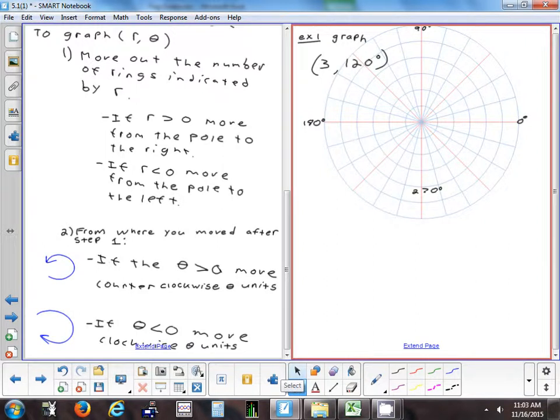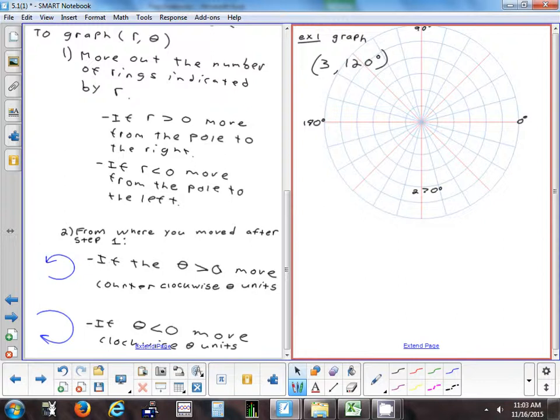All right, so we'll just try like 5 or 6 examples of graphing points. We'll try all the combinations, positives, negatives, everything. So the first one is 3, 120. Ben, start with the 3. What does that tell me to do? To move 3 to the right. Yeah, if r is positive, move from the pole to the right 3.